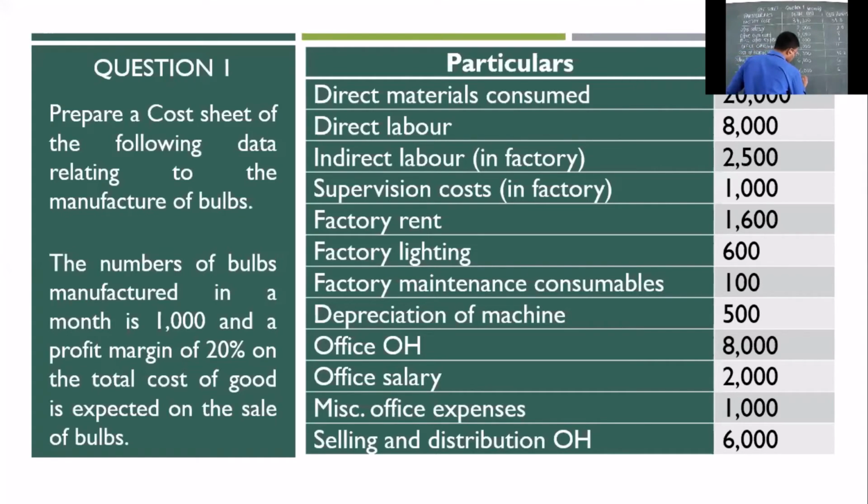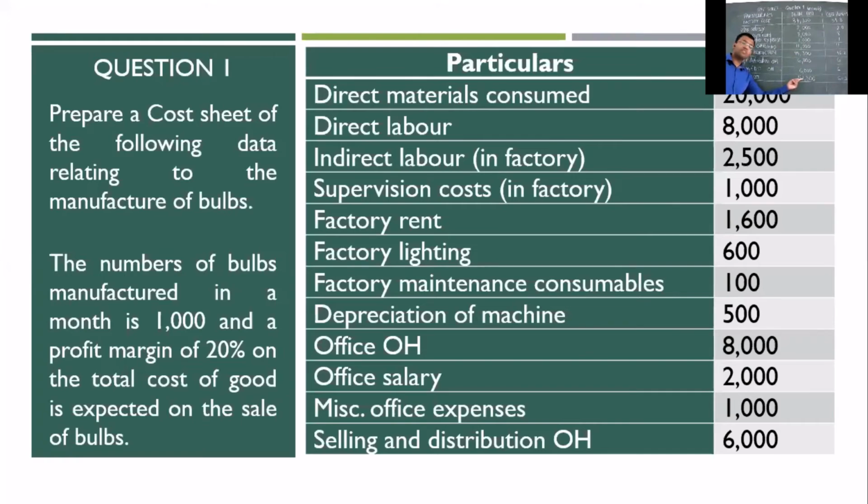So your total cost works out to be 51,300, or in terms of cost per unit, it is 51.3. Now, our cost sheet is not over as yet.